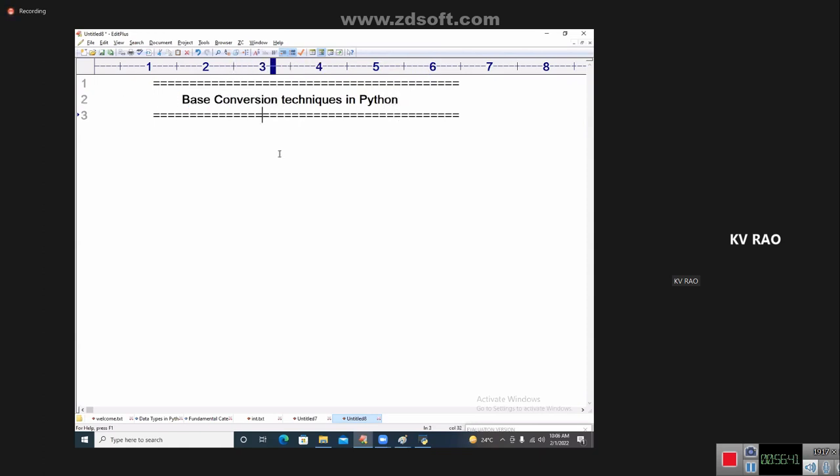What are the bases you know? Base 10 I know, base 8, base 2, base 16. We have 4 number systems. We converted binary to decimal. Binary to decimal we learned mathematically, and programmatically I want to do it all automatically. Binary to decimal, decimal to binary, binary to octal, all of them I can do.